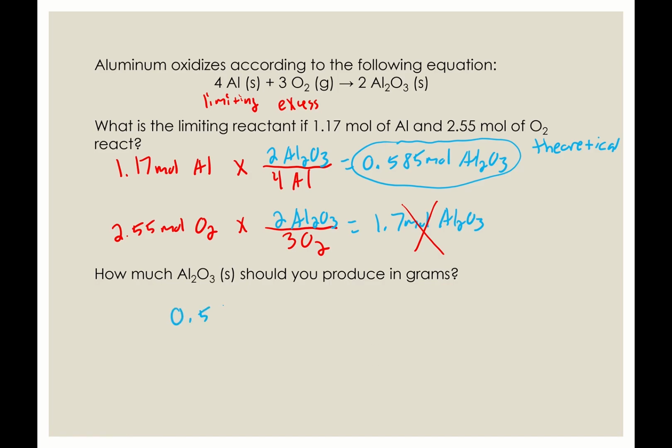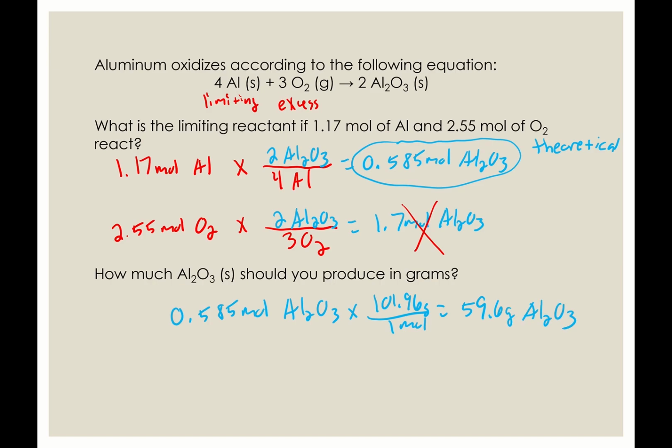Since we can produce 0.585 moles of aluminum oxide, we just have to convert this into a mass, multiplying by the molar mass of aluminum oxide, to determine how many grams can be produced, which would be 59.6 grams of aluminum oxide.